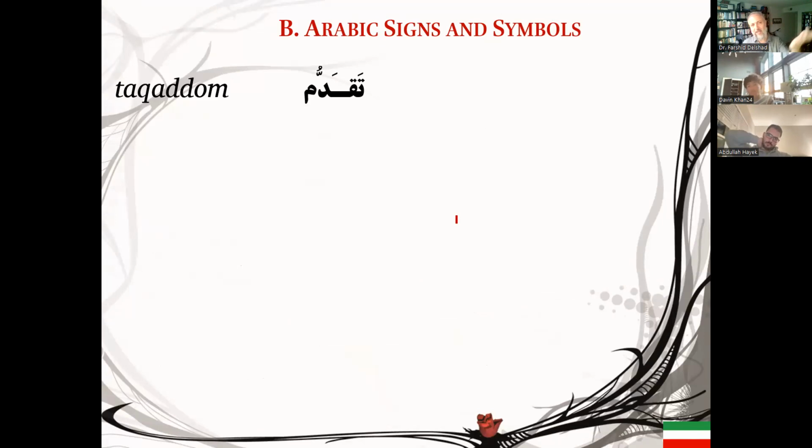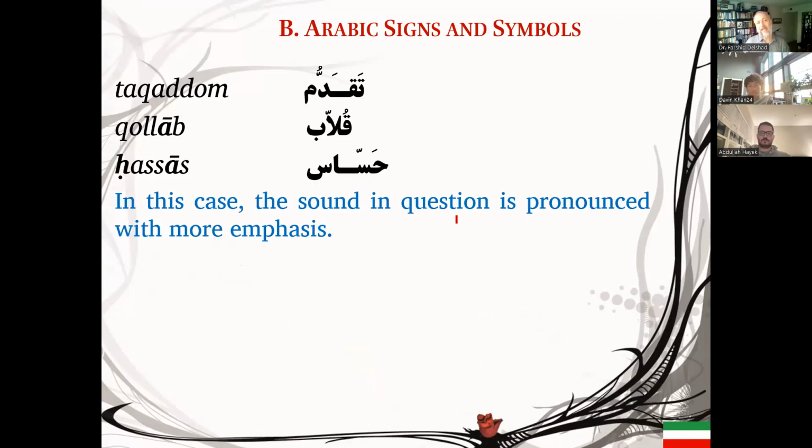And look at that. Taqaddum, which means priority, qullab, which means a hook or hanger, and hassas, which means sensitive, sensible. See that? In fact, what we do here, we are pronouncing twice D, twice L, and twice S.